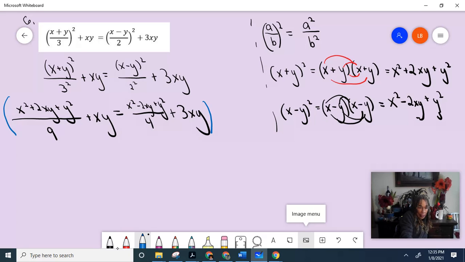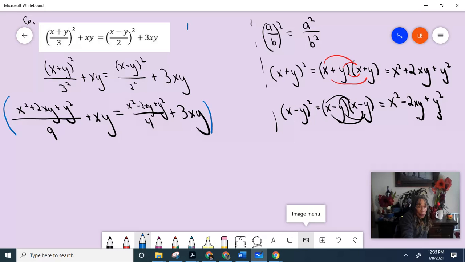So I need to clear the 9 and the 4 from the bottom. I could do them one at a time. I could multiply every term by 9, and then I could multiply every term by 4. Or I could get fancy like I used to in the 7th grade, and I would find the lowest common multiple.